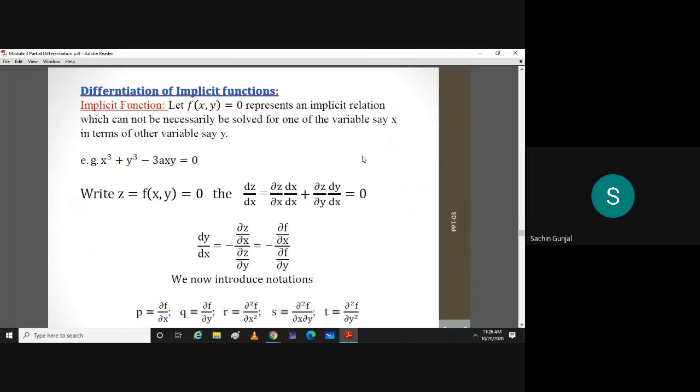So practice those problems from the question bank which I have already shared, and in case of any doubt, you can post it.